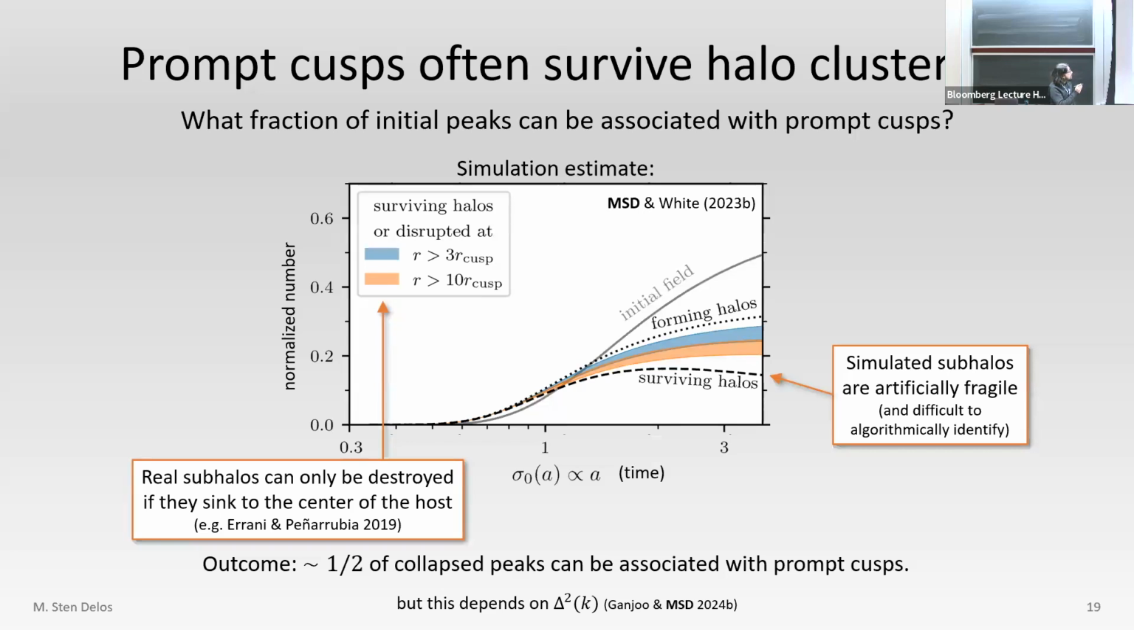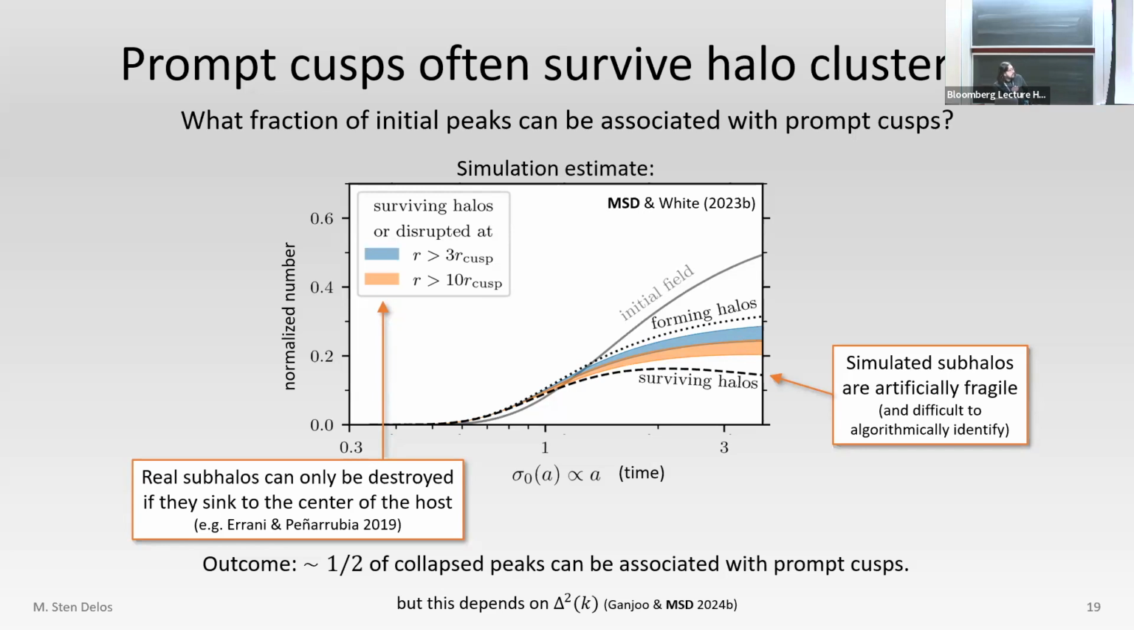Here is the prediction from just using statistics of peaks, how many peaks should have collapsed. And there's some reduction in the number of peaks that actually do collapse. The reason for this is that a number of initial peaks are actually going to accrete onto existing structures before they can even collapse. And then beyond that, because of cusps merging together, you get a little bit more reduction in the number. But overall, around half of the collapsed peaks, it seems, can be associated with prompt cusps at late times.